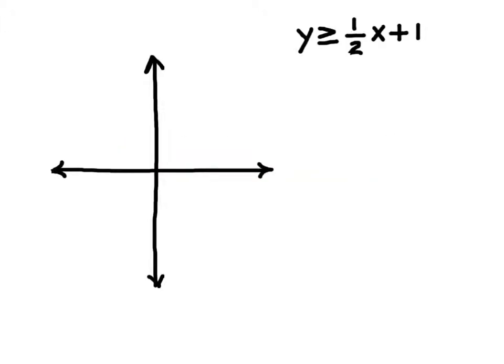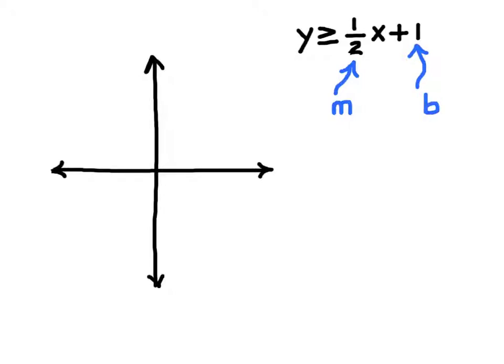Here in our first example, we have the inequality y is greater than or equal to 1/2 x plus 1. Well, we start by looking at the 1/2. The 1/2 represents the slope. This is in the form y equals mx plus b. The 1 represents our y-intercept. Let's go find those on the graph.